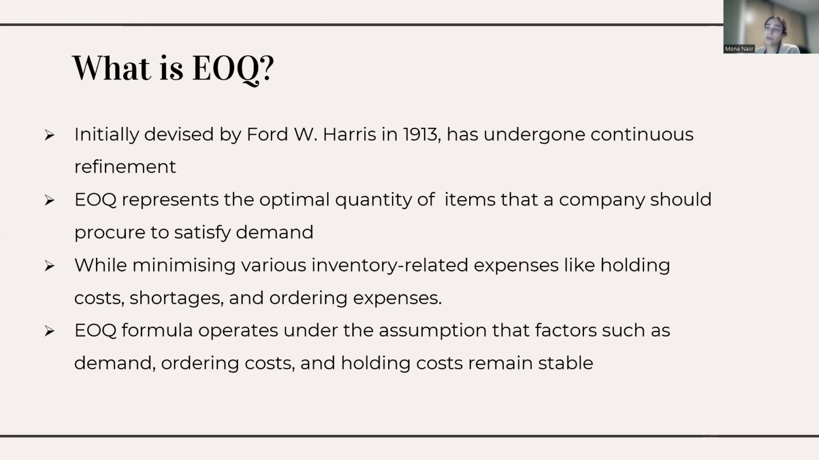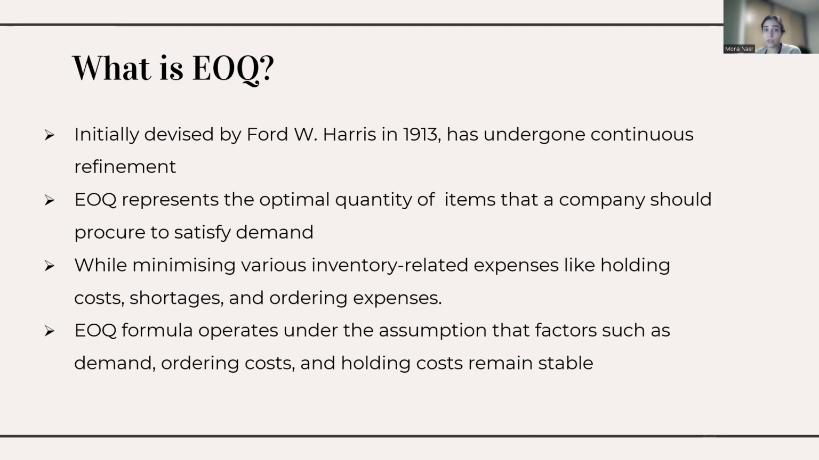So what is economic order quantity, or EOQ? Economic order quantity was initially developed by Ford W. Harris in 1913 and has undergone continuous refinement and adaptation to suit various business contexts. It helps businesses make decisions about how much inventory to order or produce to maintain cost-effective and efficient inventory levels. It represents the ideal or optimal quantity of items that a company should purchase or produce to meet customer demand while minimizing various costs associated with inventory management.